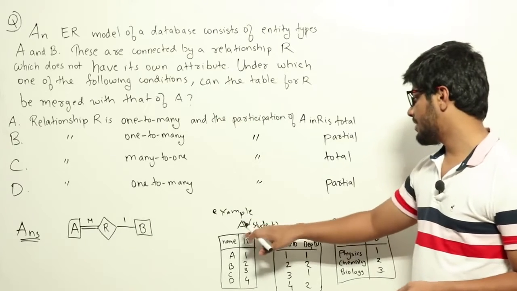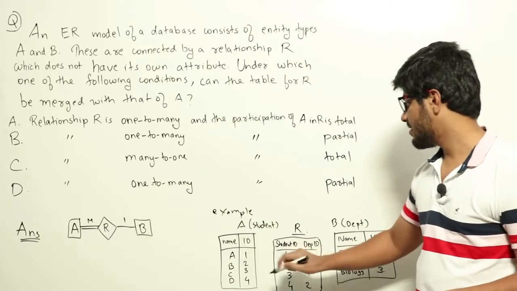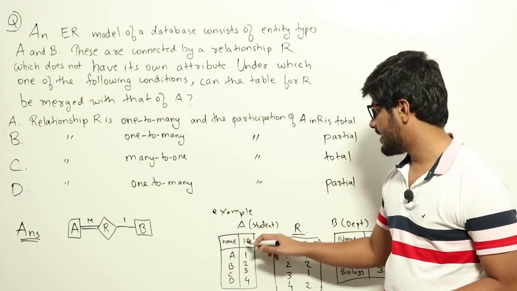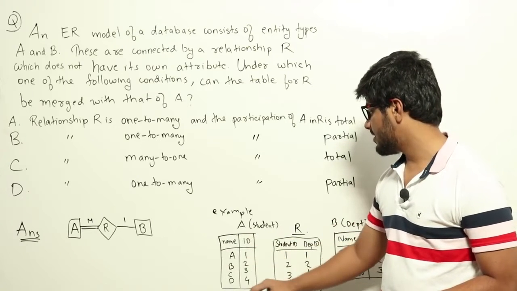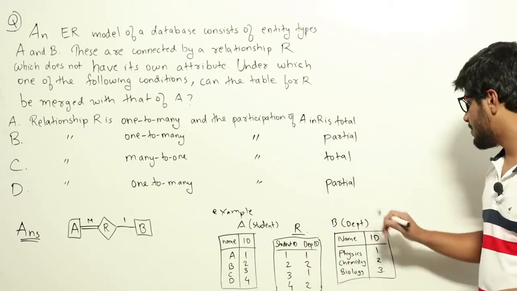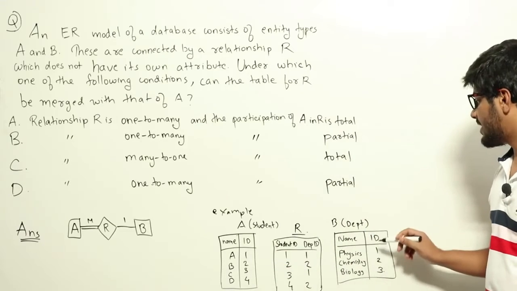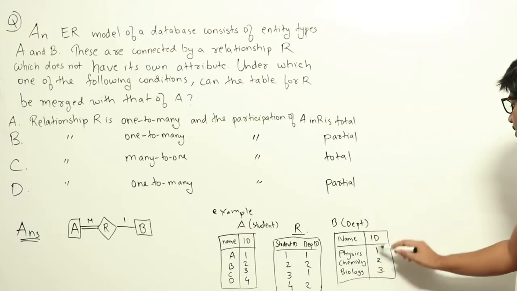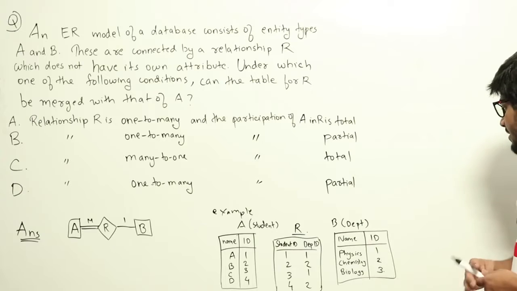So consider this table A, that is student. Now it has two attributes, one is name and one is ID. Let the students be A, B, C, D and ID be 1, 2, 3, 4. And consider the table B as department. It also has name and ID. Now there are three departments, physics, chemistry and biology. ID is 1, 2 and 3.